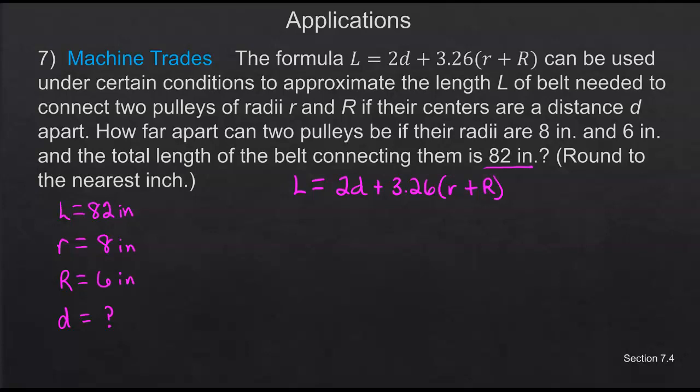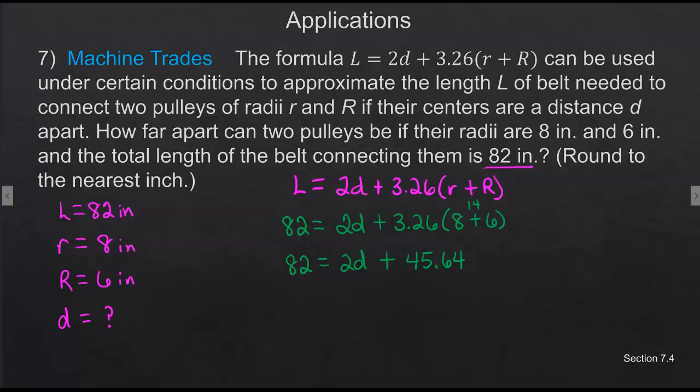All right, so we're going to substitute 82 for L. The 2D stays because we don't know D. And 3.26 times 8 plus 6, which is 14. So we're going to multiply 3.26 times 14 to get to this next step. And that is 45.64. Now you see that you have to do the simplifying before you can try to solve.